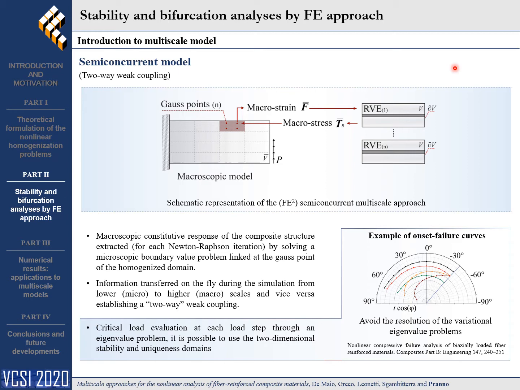The information is transferred on the fly during the simulation from the lower to higher scales and vice versa, establishing a two-way weak coupling. In addition, in order to avoid the evaluation of the critical load at each load step through an eigenvalue problem, the two-dimensional stability and uniqueness domains presented in some other works have also been used.